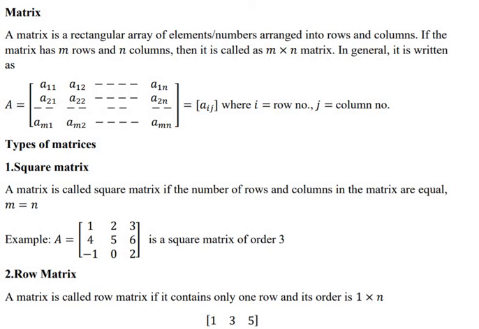Next is a row matrix. A matrix is called a row matrix if it contains only one row and its order is 1 by n. Here is an example of a row matrix, 1, 3, 5, which contains only a single row and 3 columns.